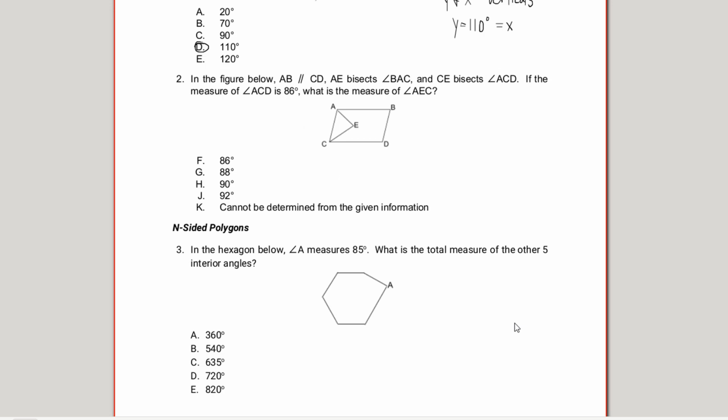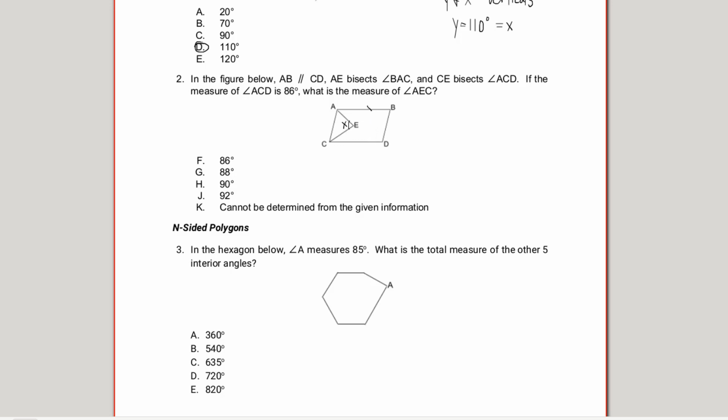It says, in the figure below, AB is parallel to CD, AE bisects angle BAC, and CE bisects angle ACD. If the measure of angle ACD is 86, what is the measure of angle AEC? So we are looking for angle AEC. So this is our unknown. I'm going to make that X. That's what we're looking for, that angle measure.